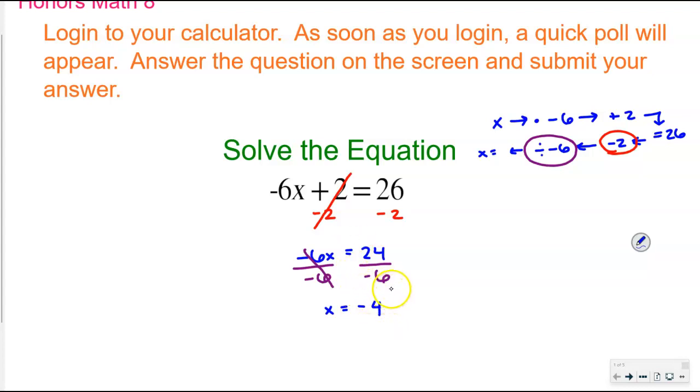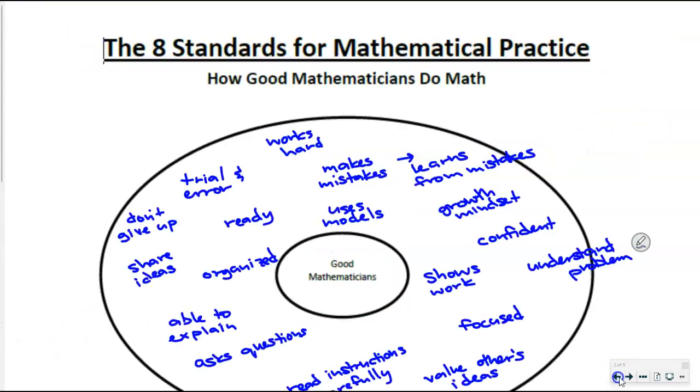So what should you have typed into your calculator for your quick pull? X is negative 4. I'm asking you to solve the equation. I'm asking what is that unknown value, so you need to tell me this unknown value is equal to negative 4. All right, students in class discussed what their mistakes were, and we're going to readdress those later on as we continue on with this lesson, which is the 8 standards for mathematical practice.